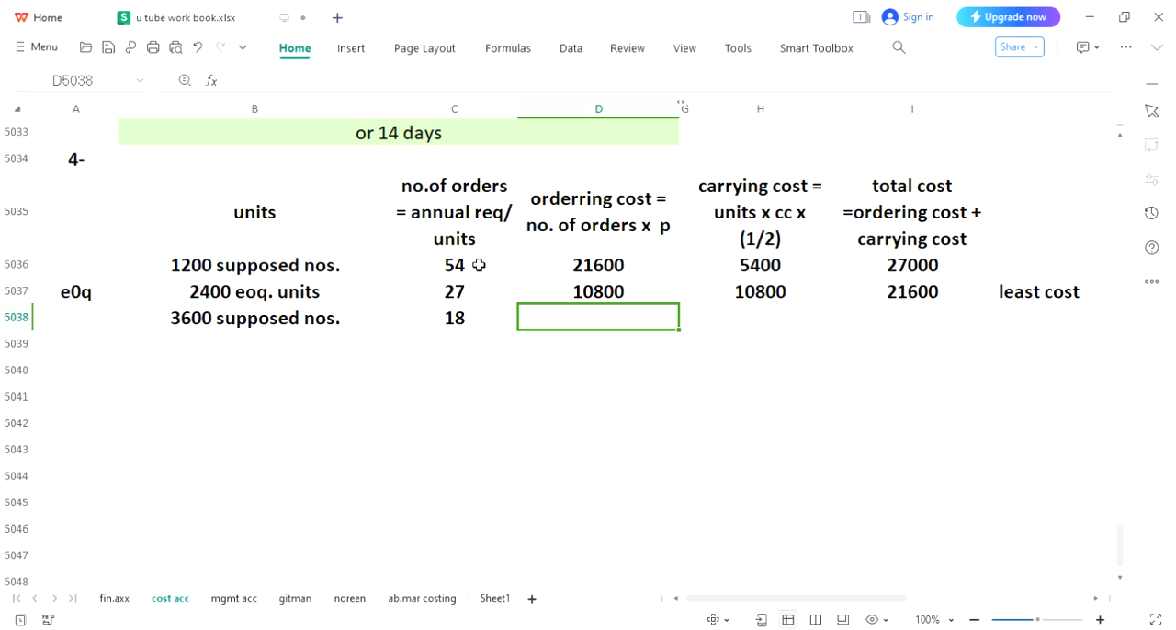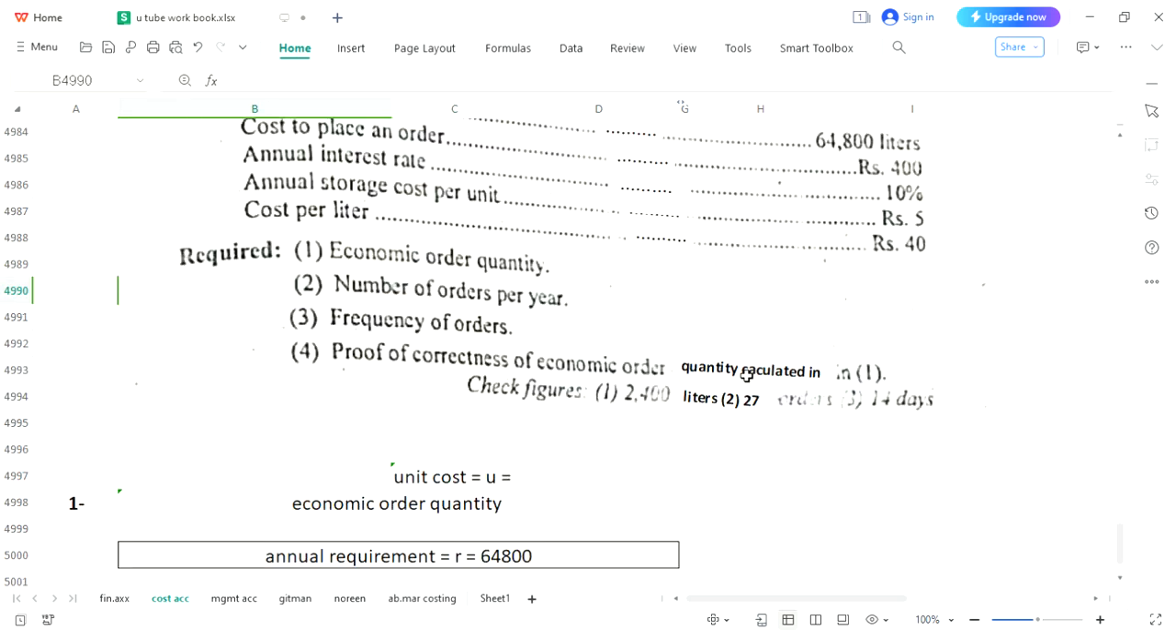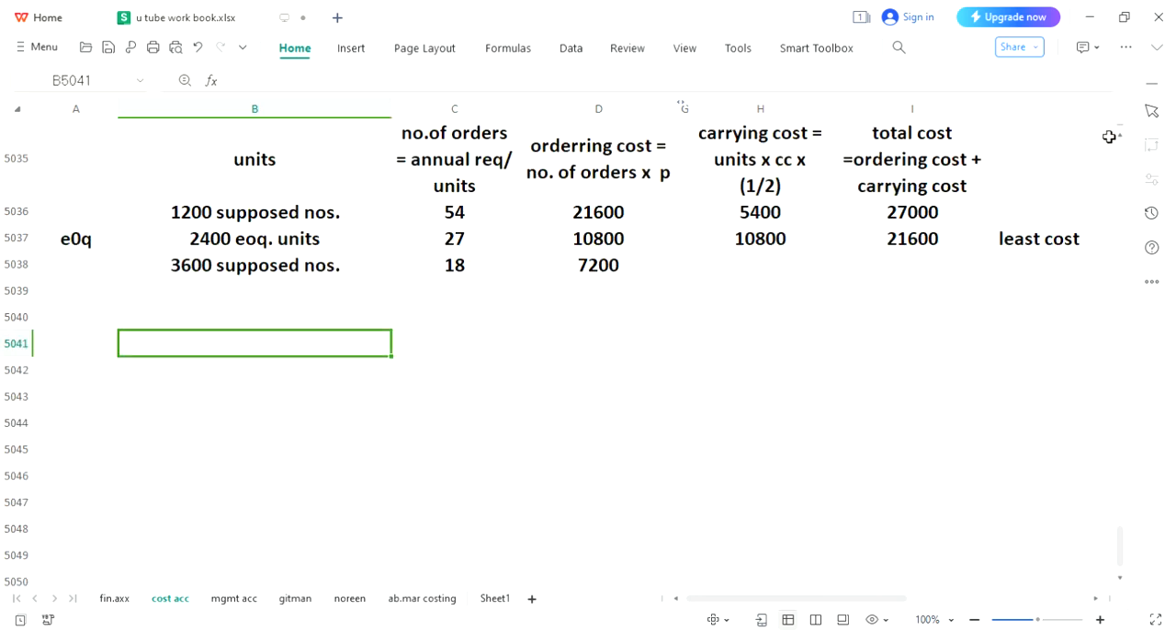Now we will see the ordering cost. The number of orders is calculated over here. The cost of placing an order is 400, and you can see 400. In the same way, you multiply the number of orders by the cost of placing an order, 400. So we have got 7200 as the ordering cost. Cost to place an order, I would like to show you again, please read it over here: 400. Okay, so half the part has been solved.